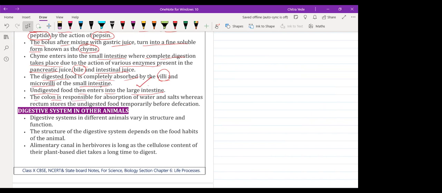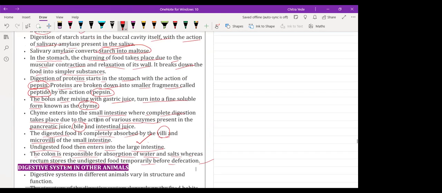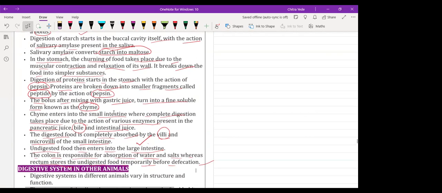The colon is responsible for the absorption of water and salts. From the digested food, water and salt are reabsorbed in the large intestine, in the colon region. It is called reabsorption. Then the undigested food is stored temporarily in the rectum before defecation, and it is defecated out of the body through the anus. So this is how digestion starts and completes. Again, I want you to repeat that part, it is very important.